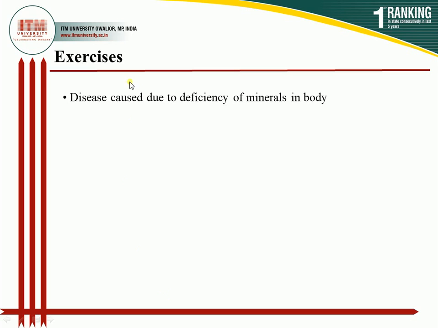This is a very small exercise that I chose and I hope that you will do. Diseases caused due to deficiency of minerals in the body. Like in this you can write about goiter disease, which is caused because of iodine deficiency, or anemia caused because of iron deficiency. In the same way, you have to describe the deficiency of all the micro and macro minerals.